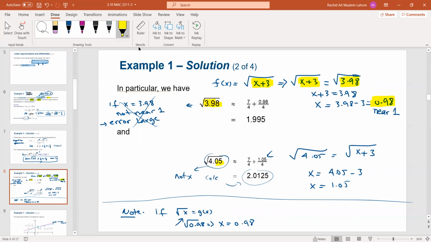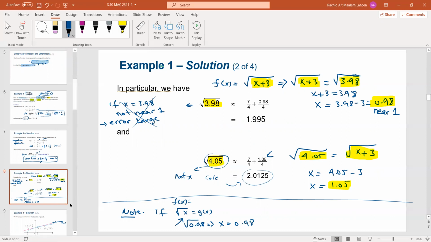So similarly here, 4.05, x is not 4.05. It's 1.05 when you match it with the function, and it comes up to 0.01. So I put here, we will see this example where it is, if the function is square root of x, then the value that you're given is the one you'll be using.